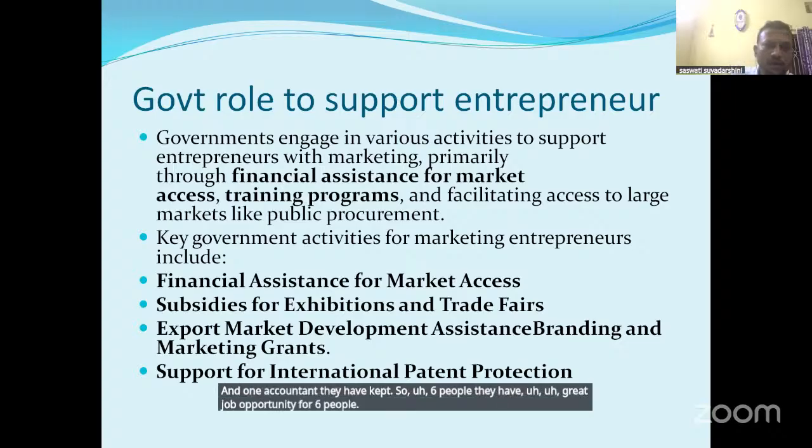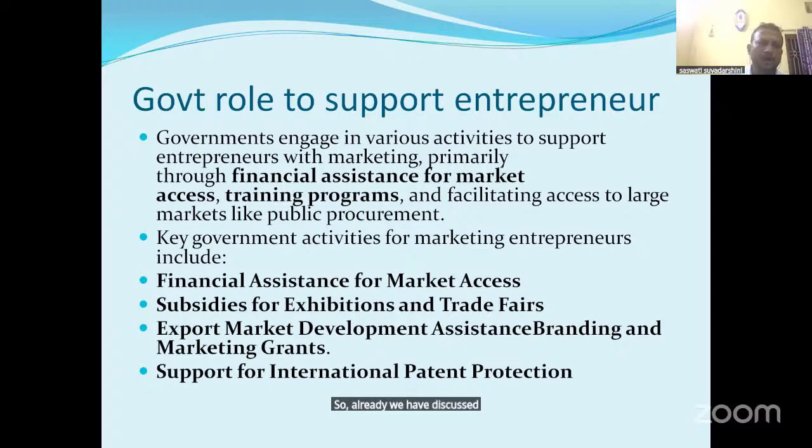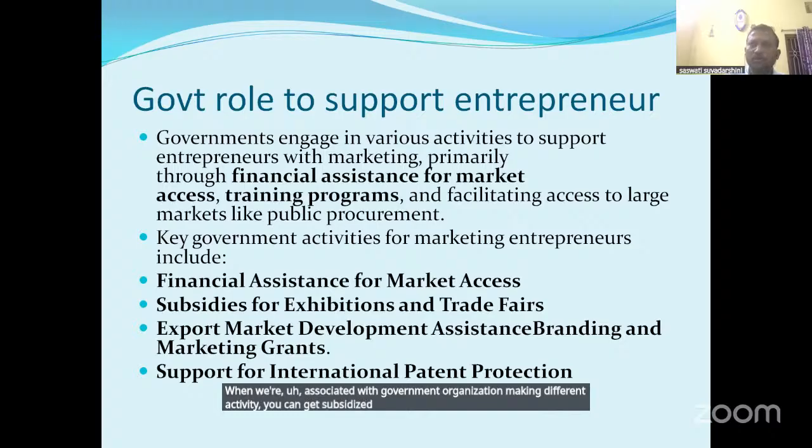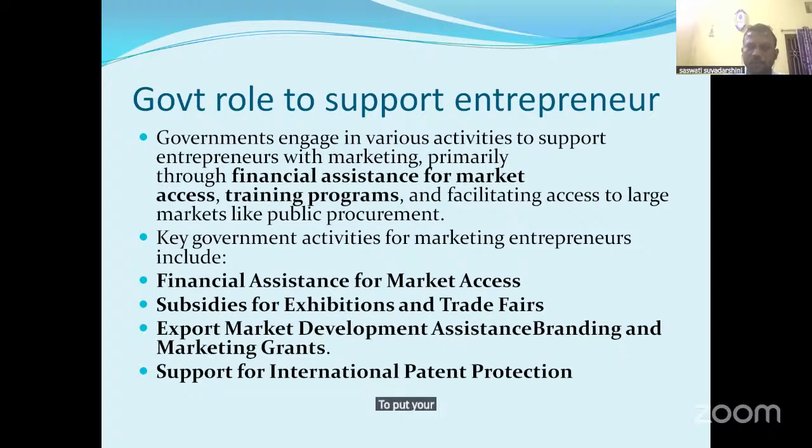So already we have discussed the subsidy for exhibition and trade. When you are associated with a government organization making different activities, you can get a subsidized amount to promote your product, display your product in an exhibition. So that is then the creation of a brand. The government will be helpful for making brand awareness of your product.